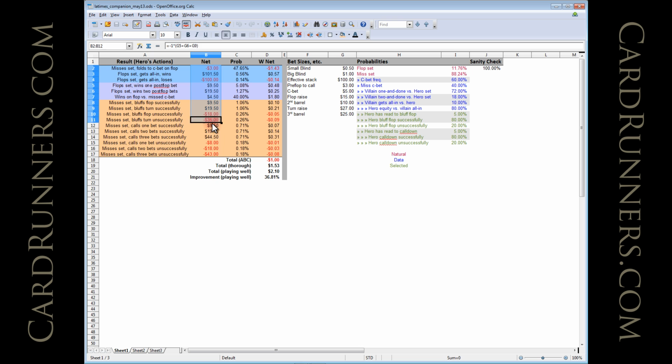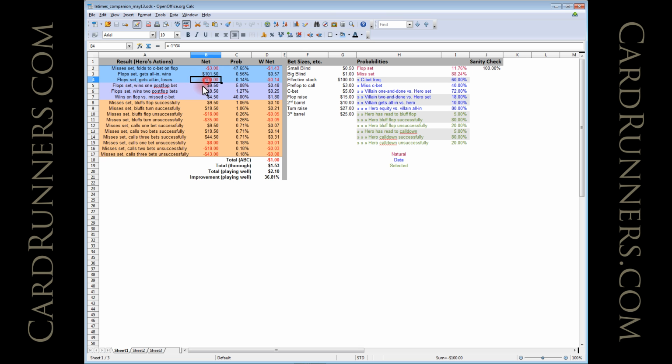The column that says net, these figures here, this is the amount of money either won or lost by the hero in the course of that result. So the easy ones to explain are like when the hero flops a set and then gets all in and wins, how much money is he going to win from the flop forward? And that actually is interesting here because this is not correct. It should be a couple dollars more. So proofread your spreadsheets before you make videos.